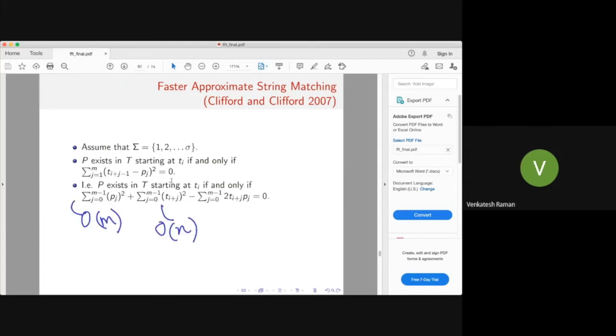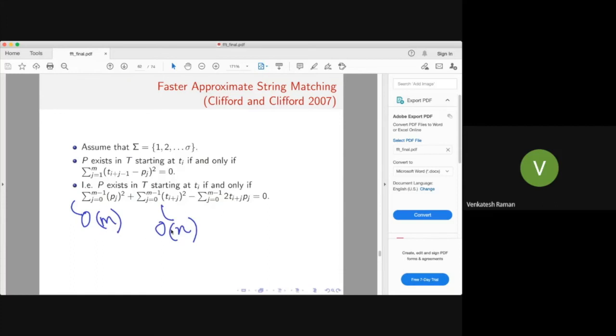So now you expand it out, it turns out it's the summation of Pj squared plus the summation of Ti+j squared minus twice this cross term. And this term looks exactly like what you can put into two polynomials and compute in n log n time. And you can verify that this is order m and this is order n.